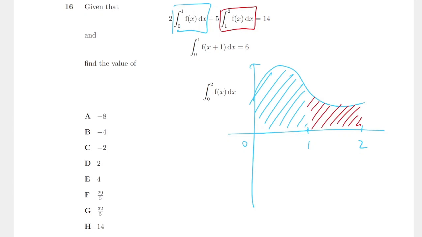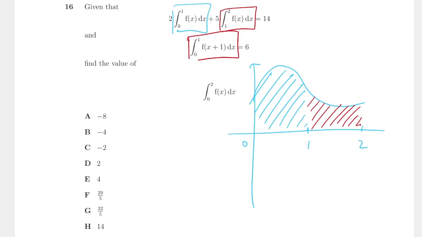But the next guy is f(x+1), right? So it's not f(x), so we've got to have a think. f(x+1), what transformation is that? That transformation is moving the whole graph to the left by 1. Okay, so imagine this graph that I've drawn here, left by 1, okay? Now you're going from 0 to 1, right? So if you move it and you still go from 0 to 1, that is the same as you going from 1 to 2, integrating over 1 to 2 in the original graph, right? So this guy's also in red.